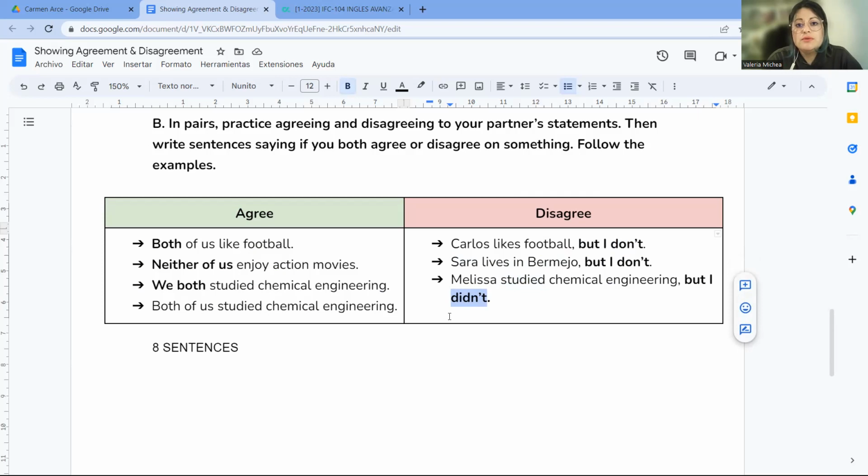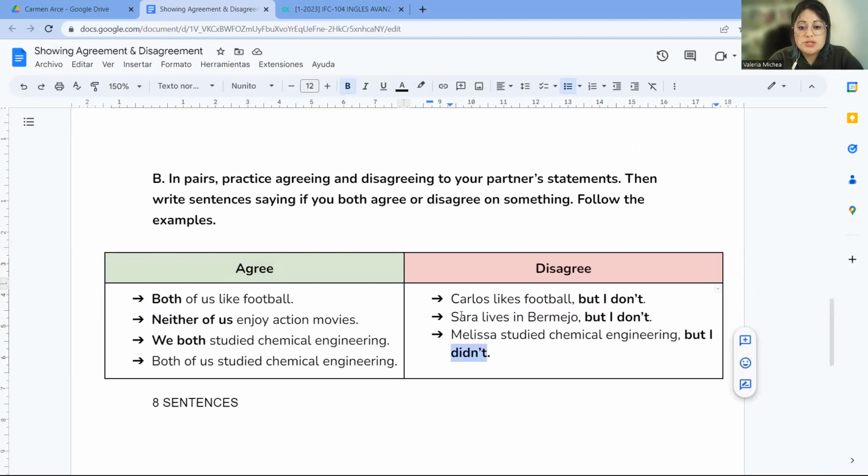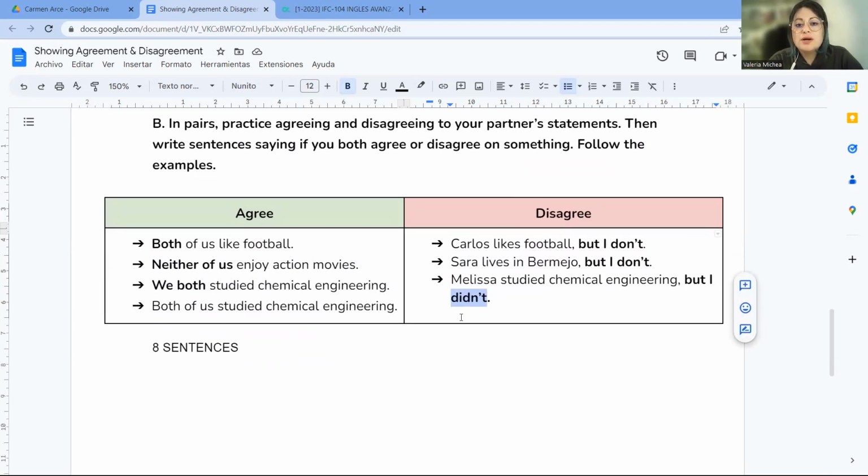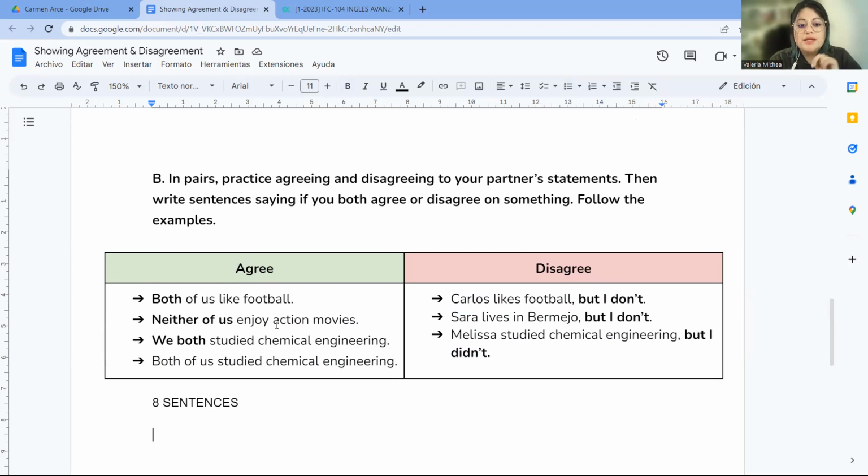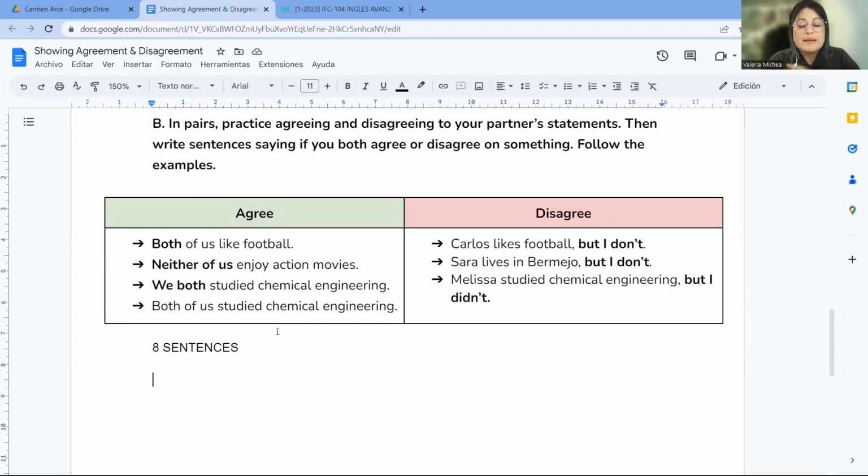Right? So it's the same rule as we saw above in the chart, but now you are actually expressing what two people have in common, or what people agree on or disagree on. So your sentences are going to be like this, okay? Yeah, that's it. So let me summarize what you need to do.